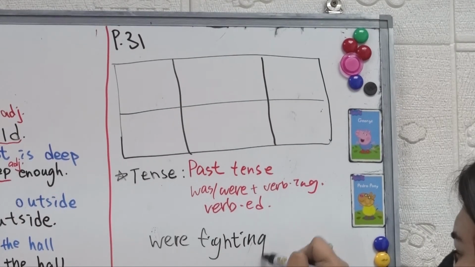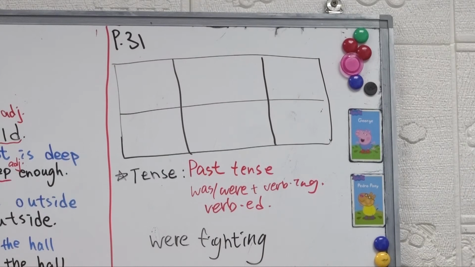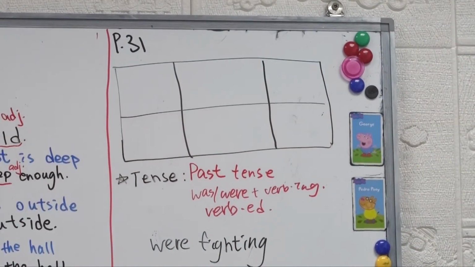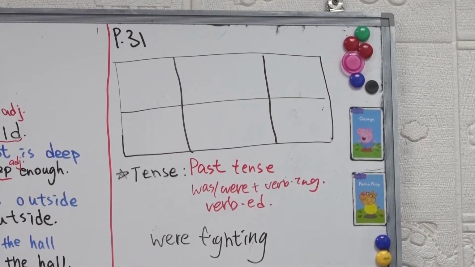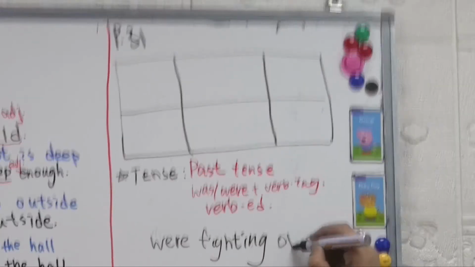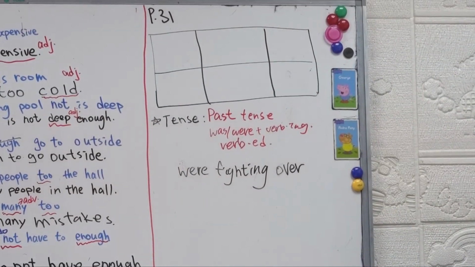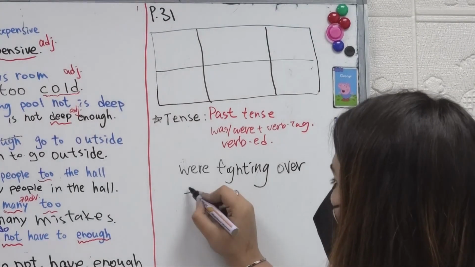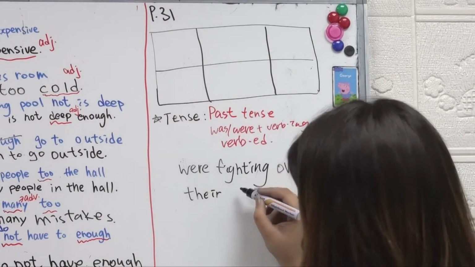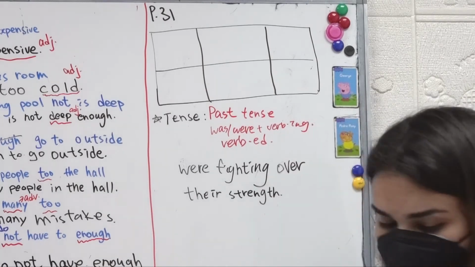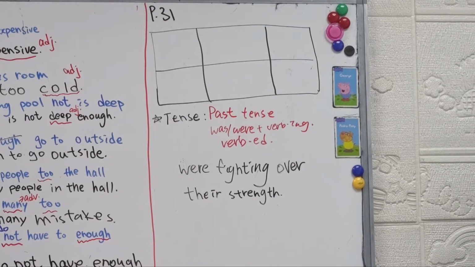Why were they fighting? Because one said, I am stronger. Another said, I am better, right? So they are fighting over how strong they are, right? We can use another word for how strong they are. So you may write, over their strength. Use another word, okay? Strength. This means how strong. Okay, strength. How strong you are.